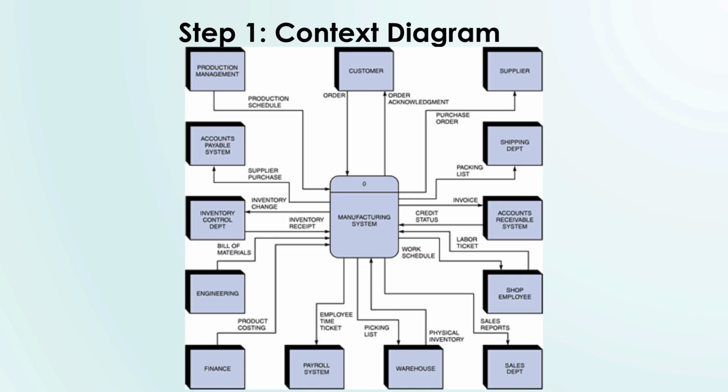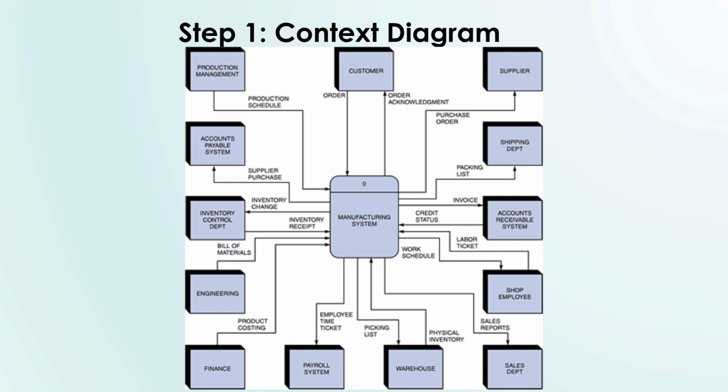Here is another example of a context diagram with more external entities and more data flows. This is the context diagram for a manufacturing system. It needs more than 10 external entities, and it also has lots of data flows. So you can study this context diagram, which obeys all of the rules that were stated previously.